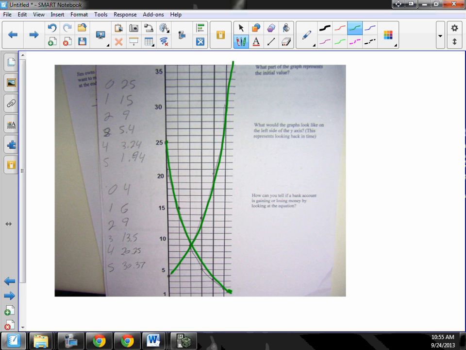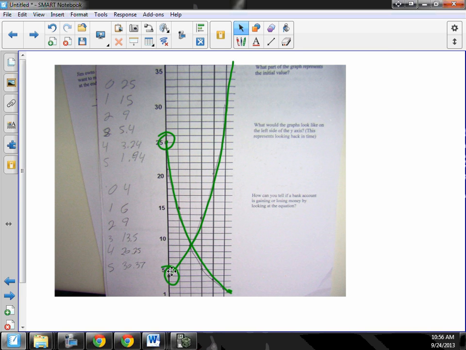So the first question asks, what part of the graph represents the initial value? Where do we find year 0? At year 0, which is the y-axis. So that number will always be on the y-axis. Okay? Second question, what would the graphs look like on the left side of the y-axis?